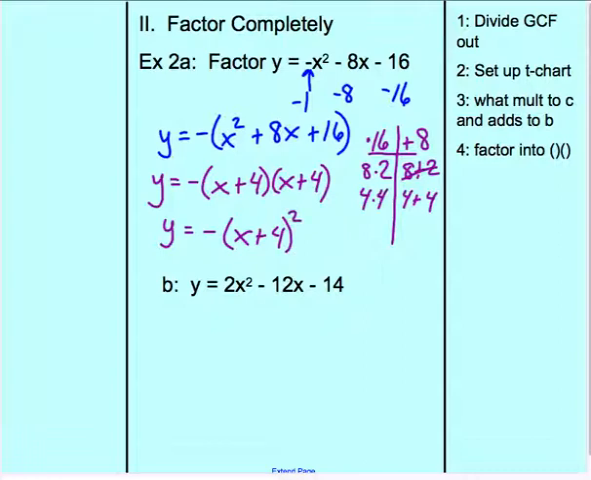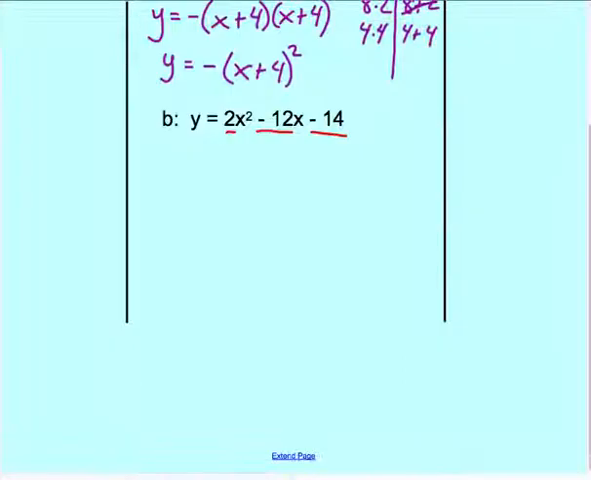All right, let's take a look at another example. First, we have to find the GCF. So we're looking at 2, -12, and -14. You can ignore the x's, just look at the numbers. And 2 goes into all three of those numbers. So I'm going to divide everything by 2. First term leaves me with x squared. -12x divided by 2 is -6x. And -14 divided by 2 is -7.